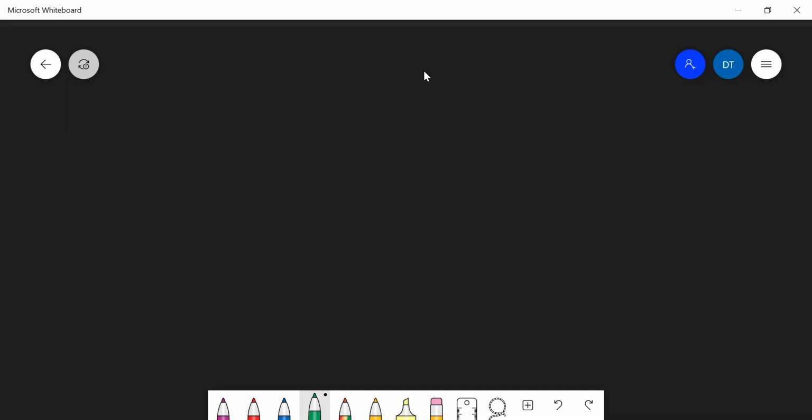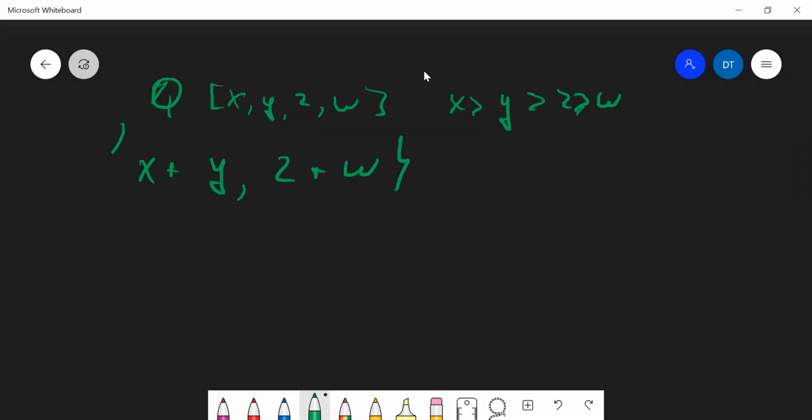Okay, so let's start with this simple thing. Consider the polynomial ring in four variables, x, y, z, and w, and let's take any lexicographical order like this. Let's check if a set is a Grobner basis or not. Let's say x plus y and z plus w. So this is the set. Do you remember how to apply the Buchberger criterion in this case, or should I recall it to you? Is there anyone who understands how to apply the Buchberger criterion to this set?